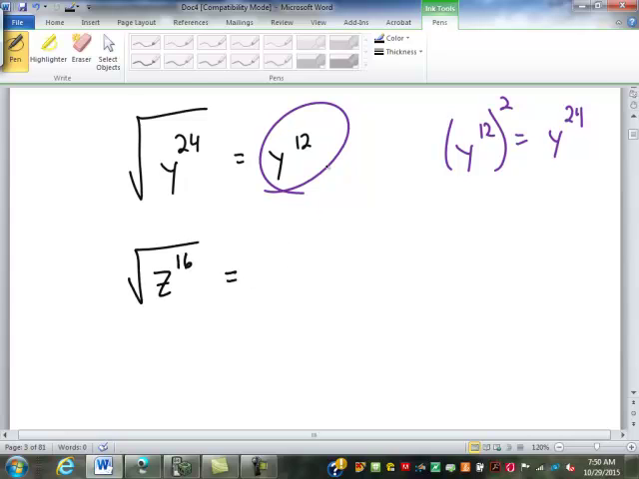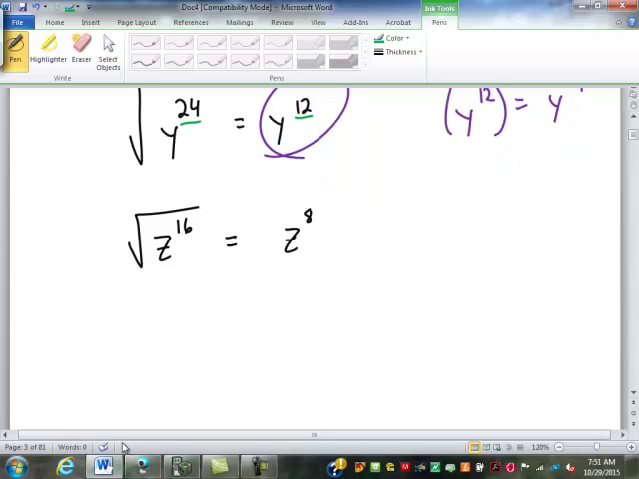Like the square root of z to the 16th should be z to the 8th? Where'd 8 come from? Half of 16. Yeah. When I take the square root of y to the 24th, half of 24 is 12. It's y to the 12th. How can you take 16 and divide by 2? I understand when you have z to the 8 and you put it to the second power equals z to the 16. But if you have the square root of 16, it's 4. I'm not taking the square root of 16, I'm taking the square root of z to the 16th.